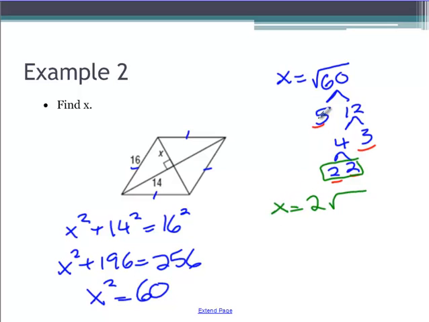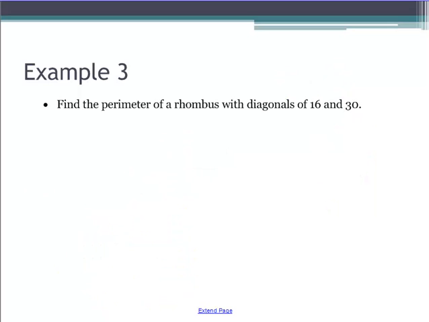That goes outside the radical. What's left uncircled, let me switch colors. The 5 and the 3 go back in the radical, and we remultiply them together to get 15. So 2 square root of 15. Let's try going the other way.